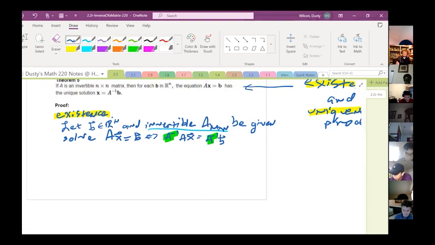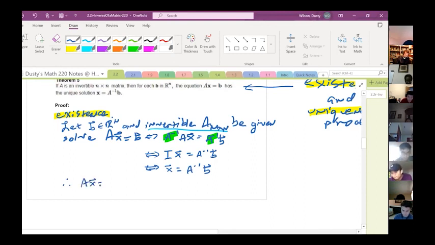And what is A inverse times A? I. So this is telling me that IX equals A inverse B, which would be the same thing as telling me that X is equal to A inverse B. In other words, AX equals B has a solution, namely, X equals A inverse B.